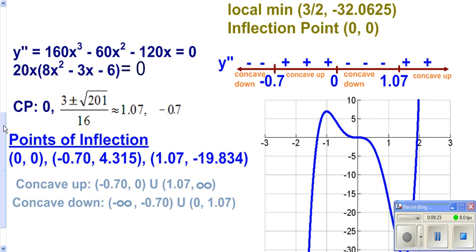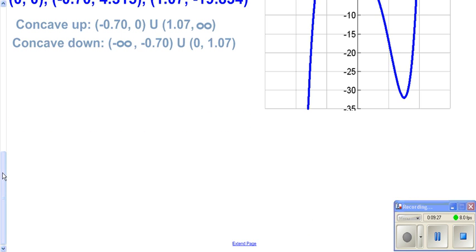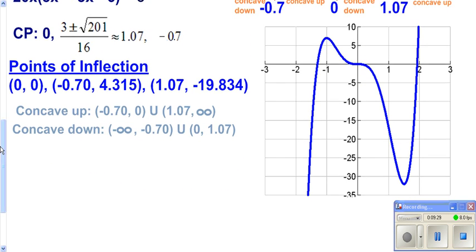And then they want you to go ahead and sketch your fairly accurate graph, which we have right here.